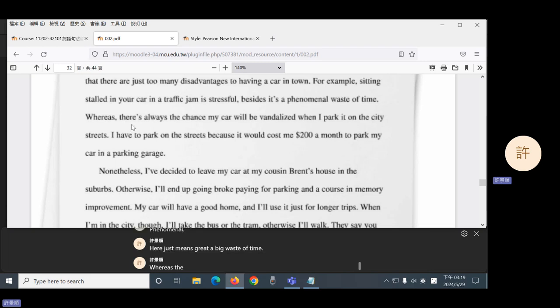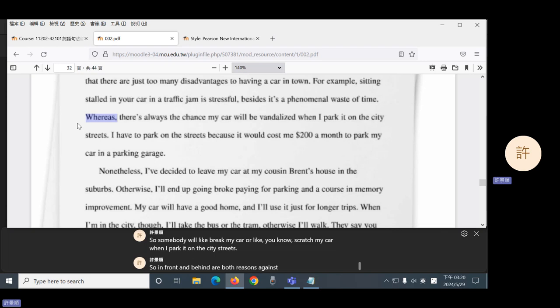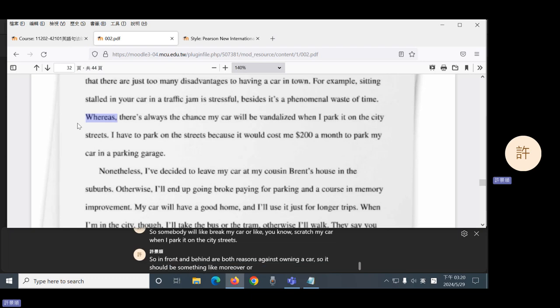Whereas there's always the chance my car will be vandalized. I would change this to moreover. So here the author is saying why owning a car is a bad idea. Here it's another reason why it's a bad idea. There's always the chance my car will be vandalized. So somebody will like break my car or scratch my car when I park it on the city streets. So in front and behind are both reasons against owning a car. So it should be something like moreover or in addition.